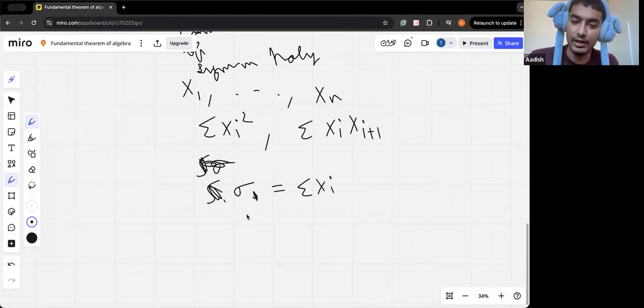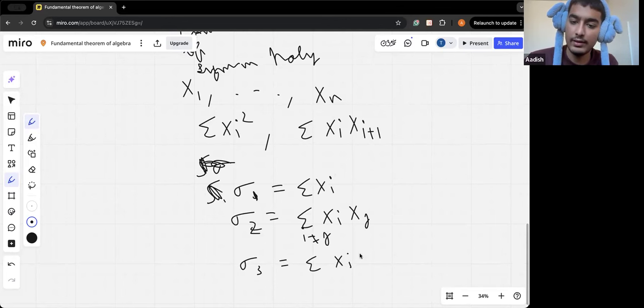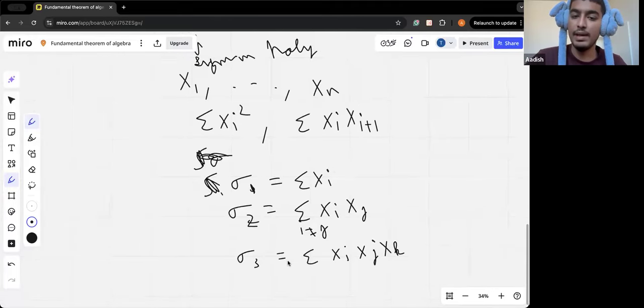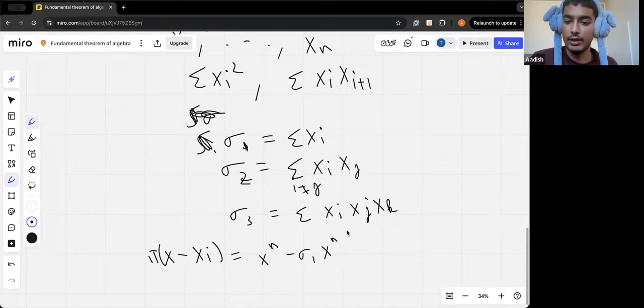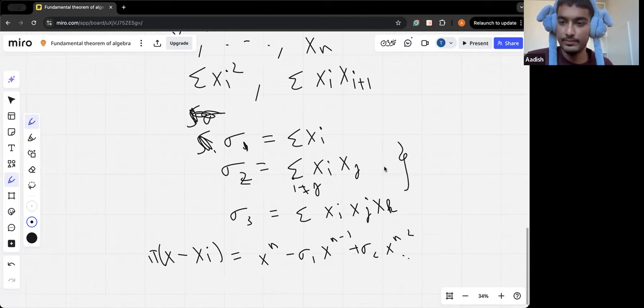So rho 1 is summation xi. Rho 2 is defined as summation xi xj for i not equal to j. And rho 3 is defined as summation xi xj xk for i, j, k all distinct, and so on. Basically, if you consider the product of x minus xi, you will get x^n minus rho 1 x^(n-1) plus rho 2 x^(n-2), and so on. These elementary symmetric polynomials appear as the coefficients, right?